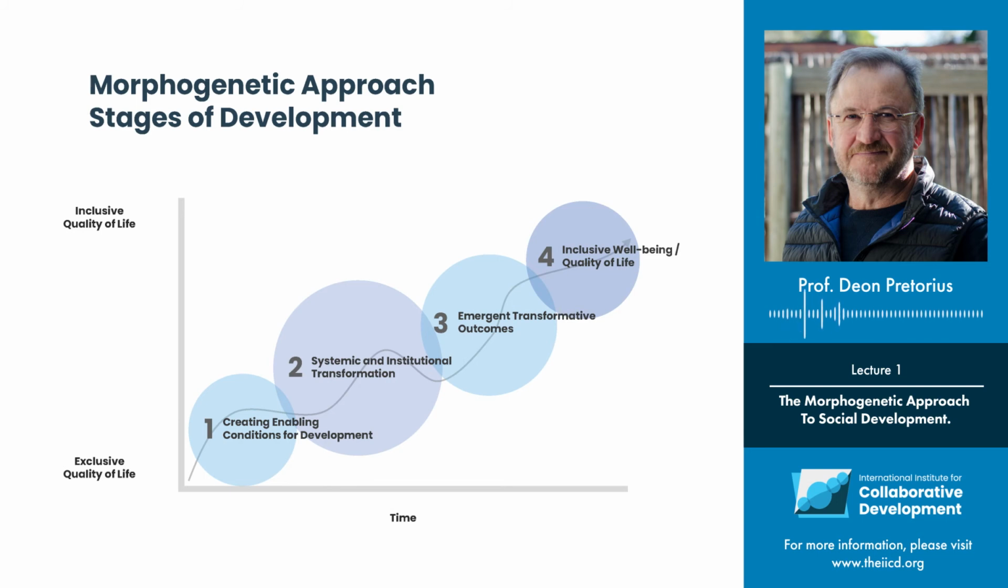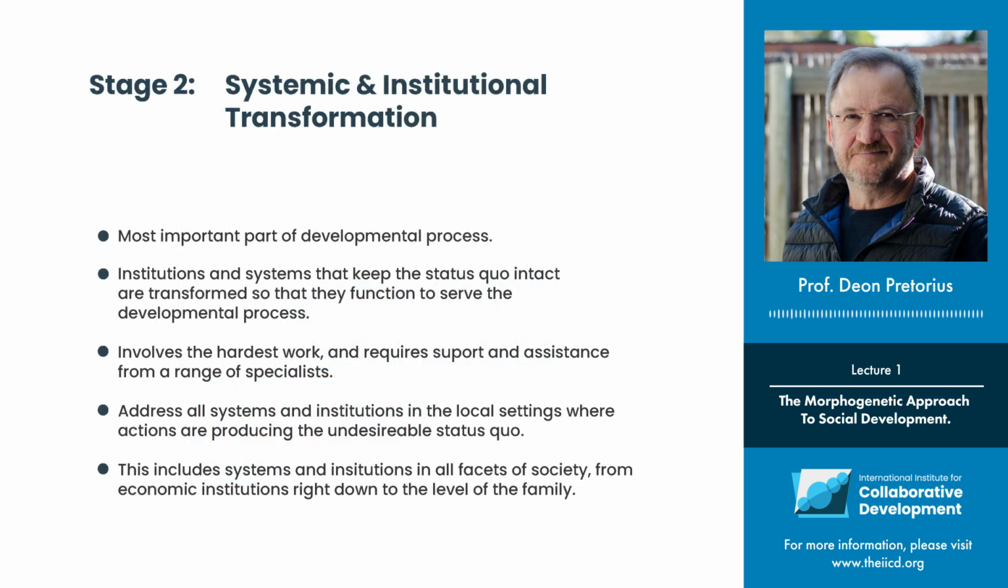And for that morphing to take place. So remember, we are talking about a transformation process that is actually happening on the level of individuals and structures in the societal system. The next stage, stage 2, systems and institutional transformation, is the most important part of the development process. This is the one in which the institutions and the systems that keep the status quo intact will be transformed so that they start performing their role and function in society in a different way.